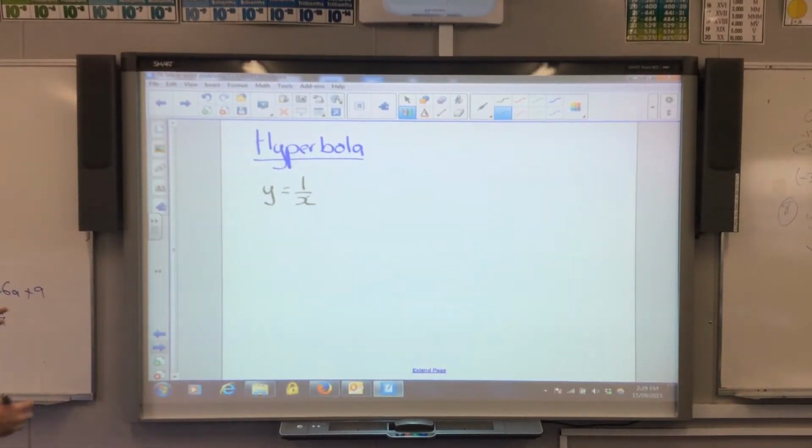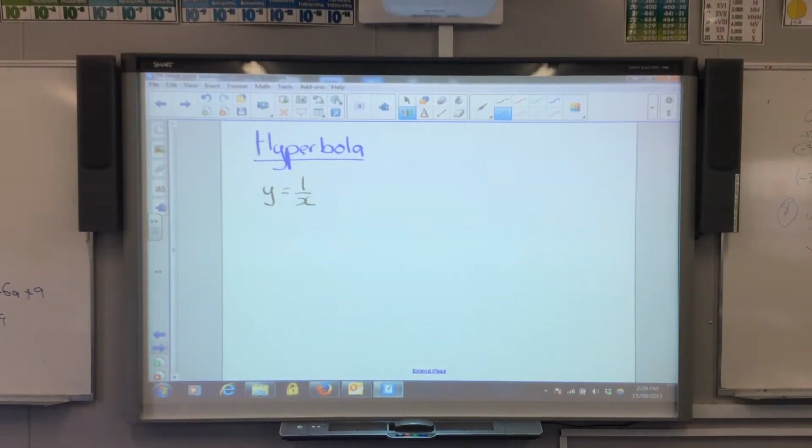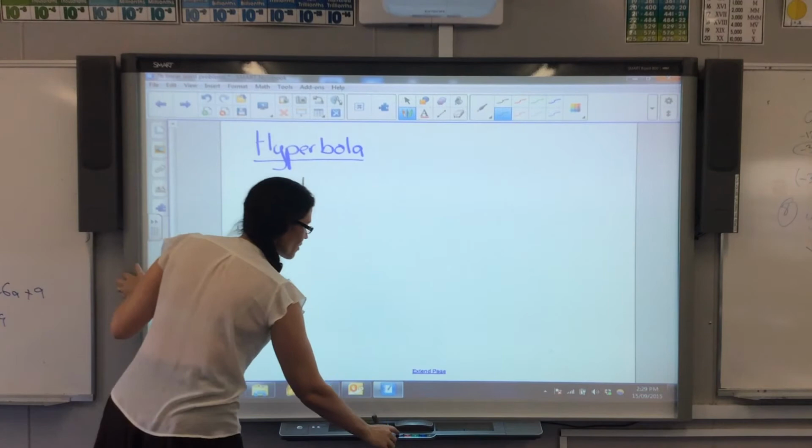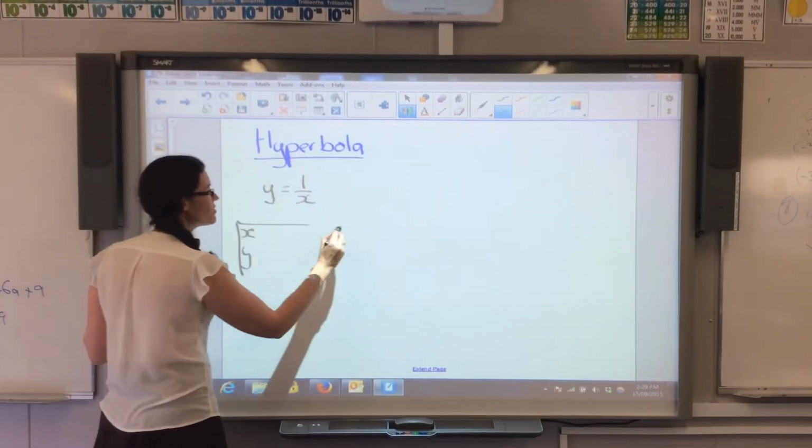Hyperbola. Now, this is an unusual graph, so I'm going to ask you to find some more points because we need more detail to be able to draw this one in. It's a bit of an unusual graph. So we're going to have quite a large table of values.